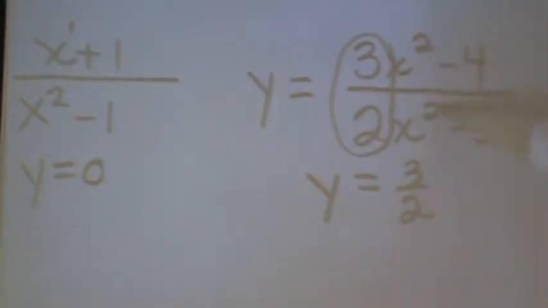So, if it's bottom heavy, y equals 0. If the degrees are the same, it's 3/2. You do the leading coefficient over the leading coefficient. If it's top heavy, there is none. So what's an example of top heavy? Something like x cubed over x to the first power.